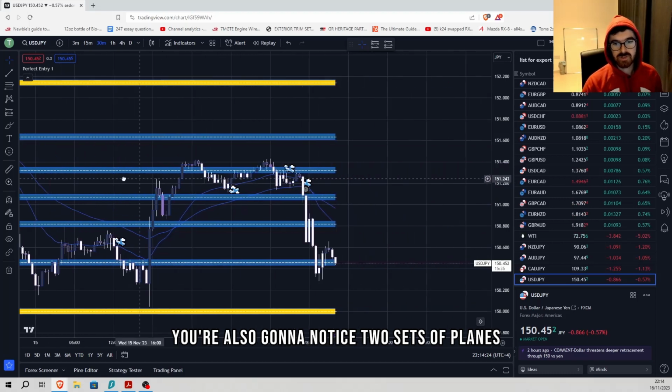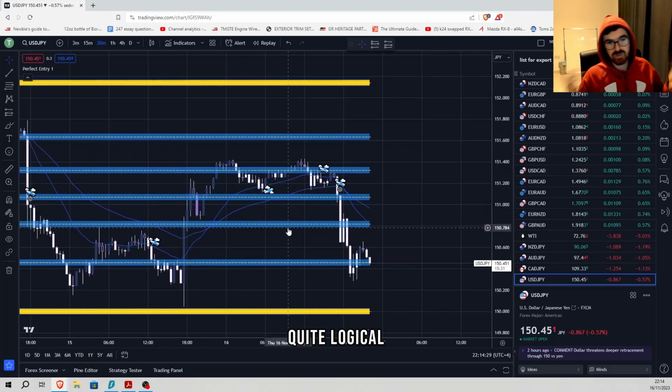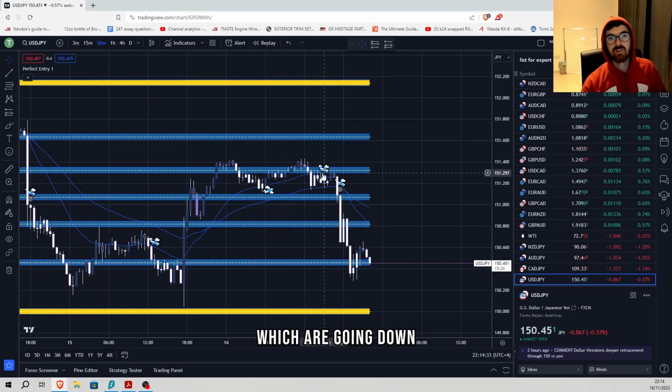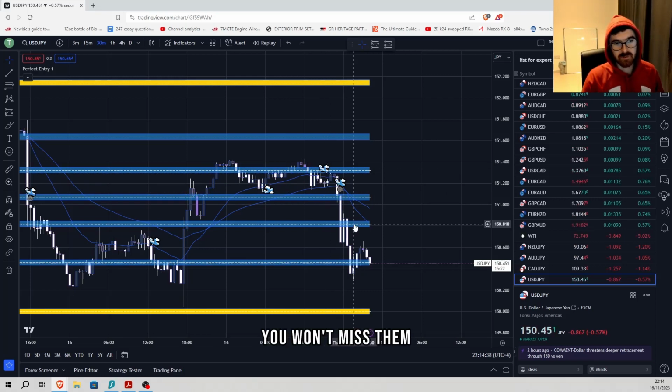You're also going to notice two sets of planes. You'll have the planes underneath, which are taking off. Quite logical, they're going up. That's the intention for the chart. And the planes on top, which are going down, because the chart is going down. Pay attention, you won't miss them.